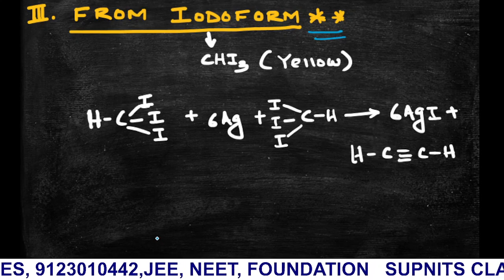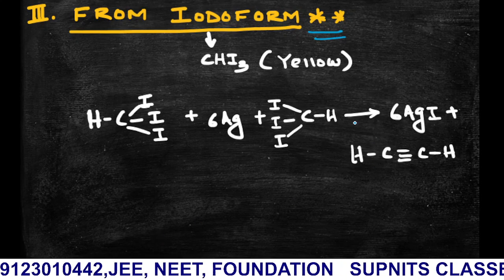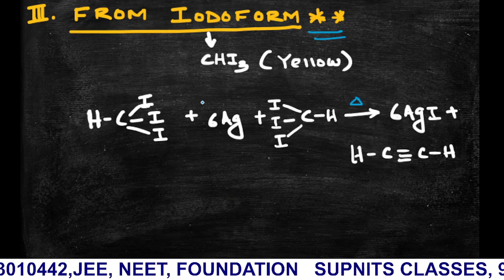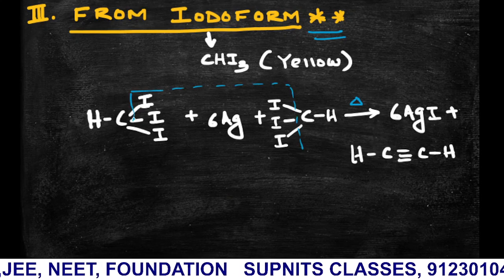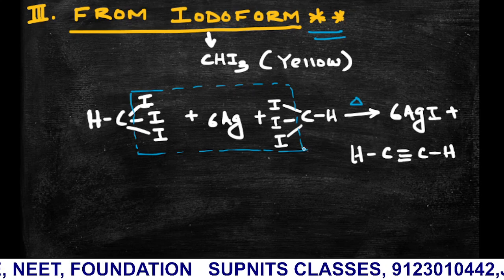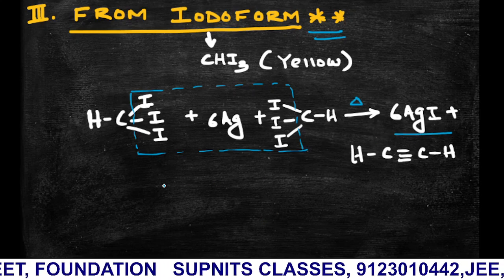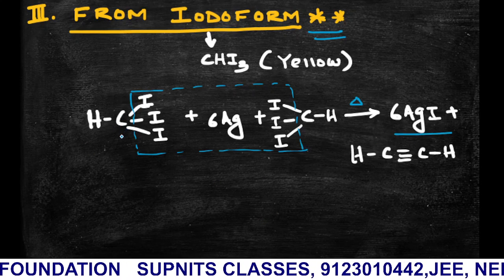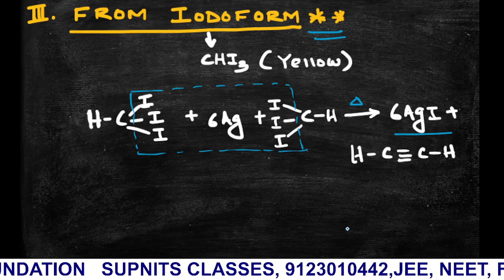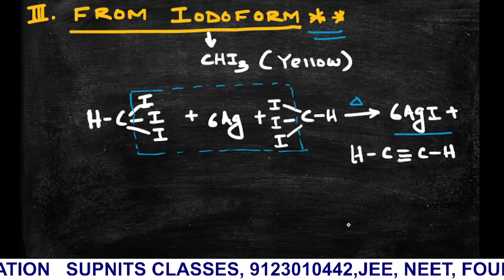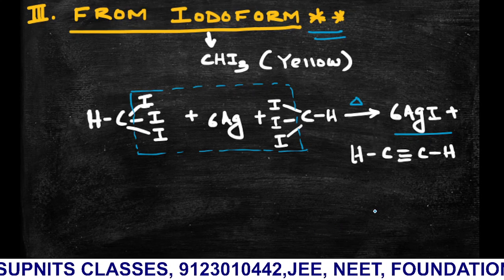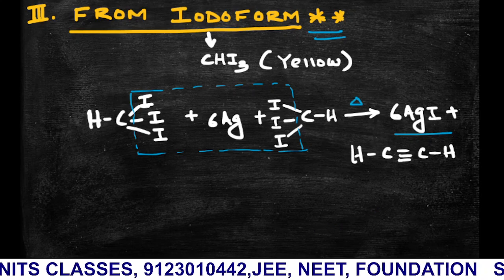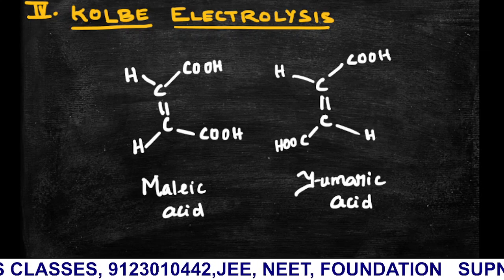How does this reaction takes place? Here you have to give silver dust and heat. What happens? This silver takes care of all the iodine. So there will be formation of 6 AgI, and the other hydrocarbon part of it gets joined with a triple bond. Very simple reaction, box type, no issues. I think everything is clear. So it's very simple. Now we move to coal-based electrolysis.